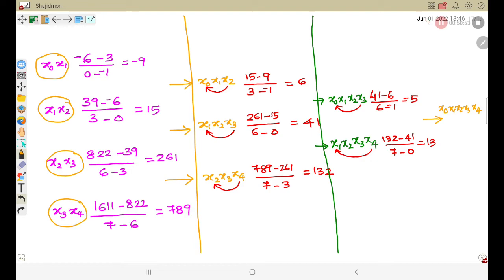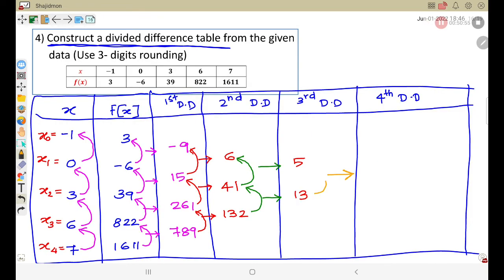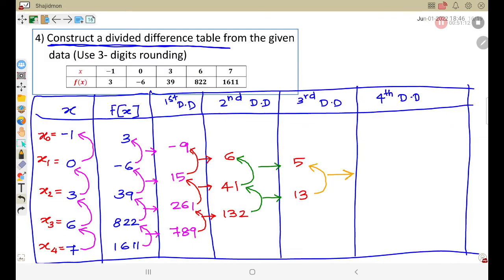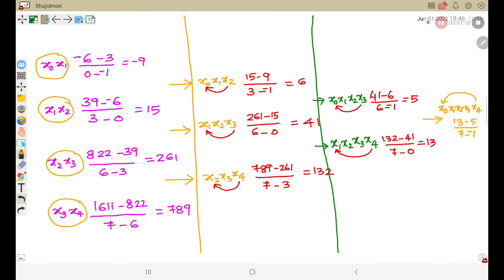So how to do the calculation? This number minus this number, 13 minus 5, divided by last x number minus first x number, x4 minus x0. What is x4? 7, minus what is x0? Minus 1. So what number will we get? Equal to 1.